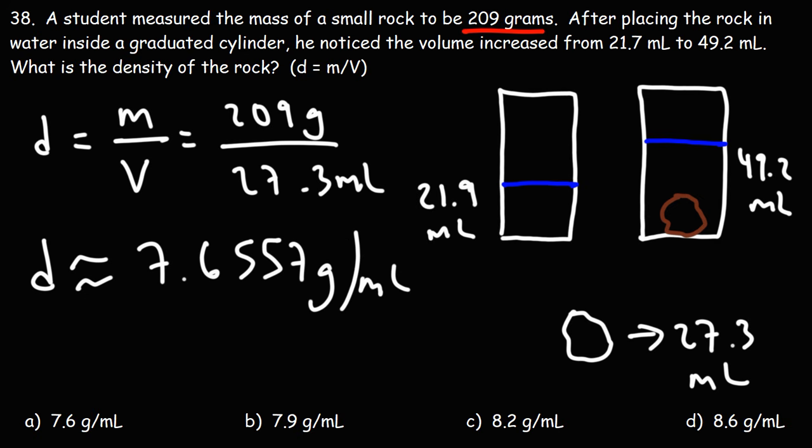So the closest answer is 7.6. So we'll pick answer choice A for this problem. Technically that should be rounded to 7.7, but in a math test, sometimes you just got to pick the closest answer.